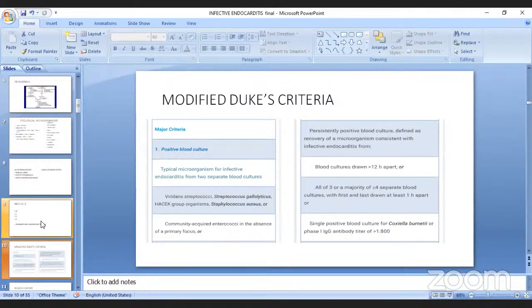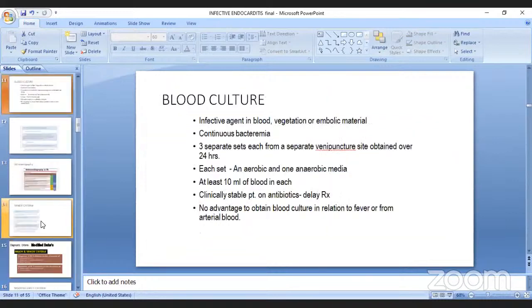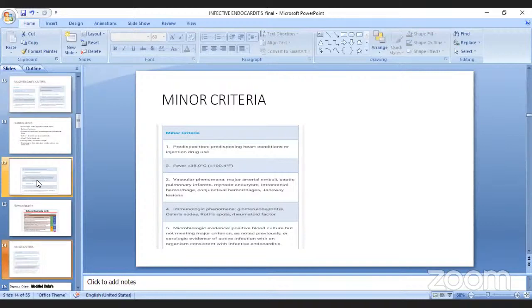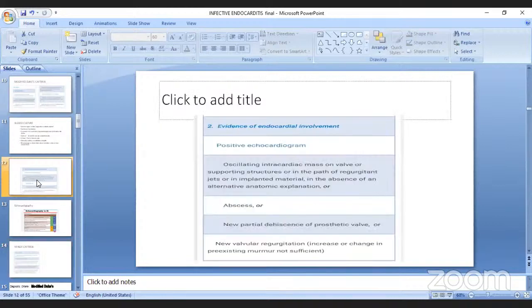Major criteria consist of only two things. The first thing is a positive blood culture, and the second thing is a positive echocardiographic finding. This is the first thing that you have to remember, that major criteria only consist of two things: a positive blood culture, and a positive echocardiographic finding, the evidence of endocardial involvement.